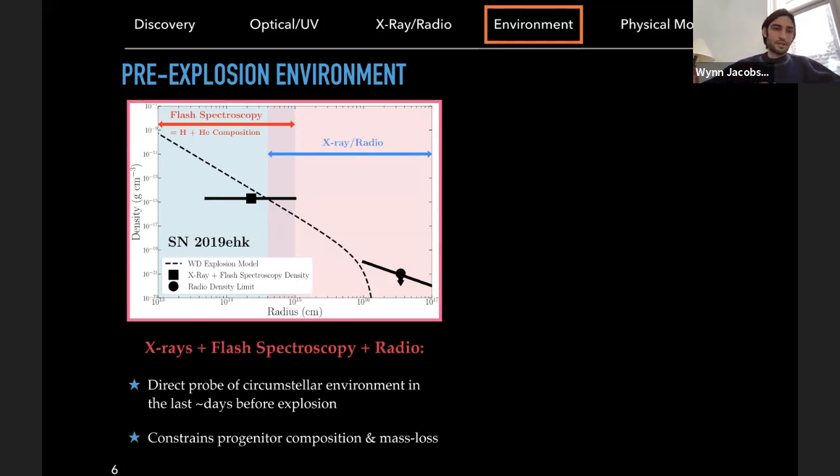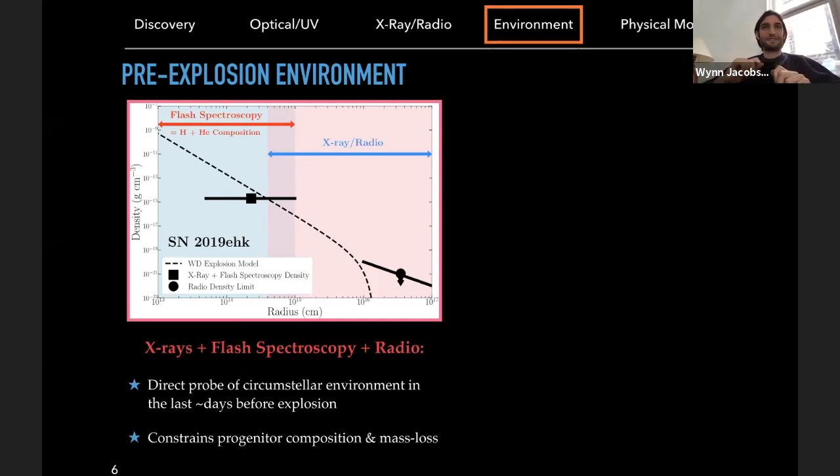So what I'm plotting here is a density versus radius plot for the progenitor environment of 19HK right before explosion. And what had never really been done before this study was that you can combine the X-ray and radio observations with this flash spectroscopy to probe this environment at really low radii, so at radii less than 10^15 centimeters. And you're probing what the star has shed and ejected in the last days, the last months before explosion.